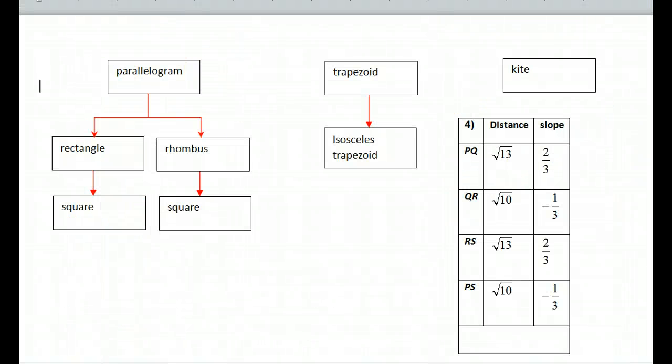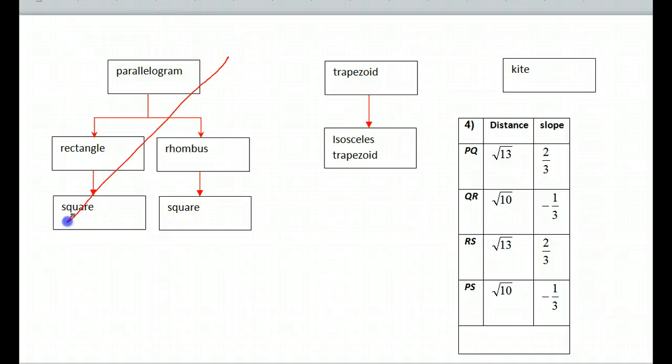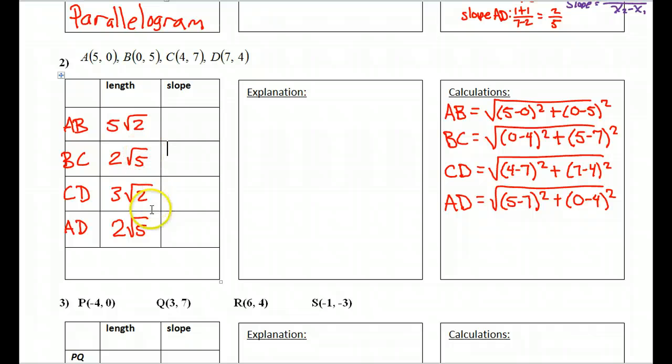Okay, since it's not a parallelogram, we can get rid of all of these possibilities. That means it's not a rectangle, a rhombus, or a square. So it's either a trapezoid or a kite. Now, is it possible that it's a trapezoid? Well, sure. A trapezoid can have all different lengths. So to see if it's a trapezoid or not, we'll need the slopes to see if it has one pair of parallel sides. So trapezoid is still a possibility.